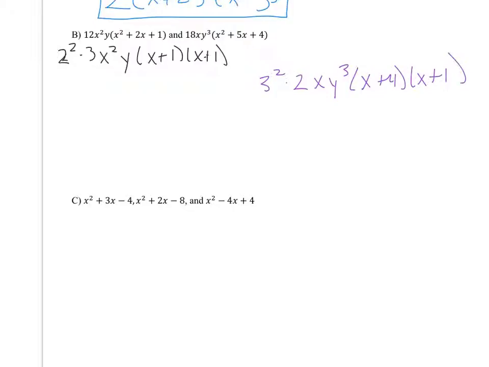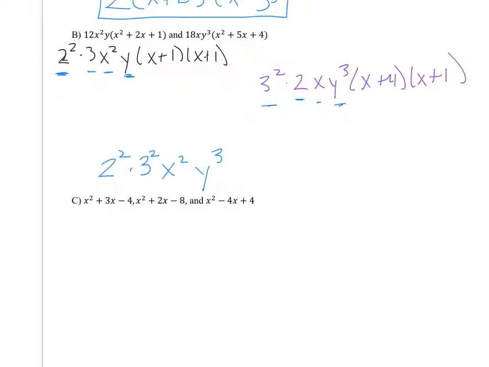So now my least common multiple. I have 2 2's here. I have 1 2 here. So I need at least 2 2's. I have 1 3 and 2 3's. So I need at least 2 3's. I have 2 x's squared and 1 x squared, so I need at least 2 x's. I have 1 y and I have 3 y's, so I need at least 3 y's.